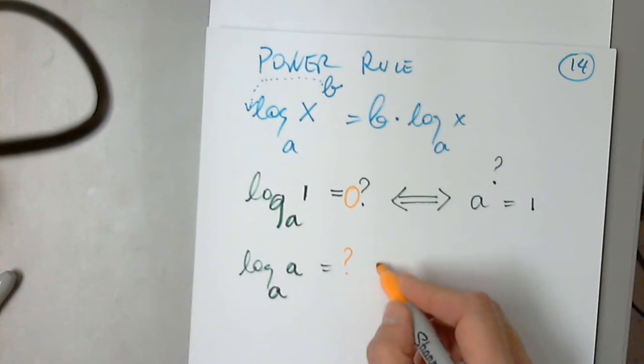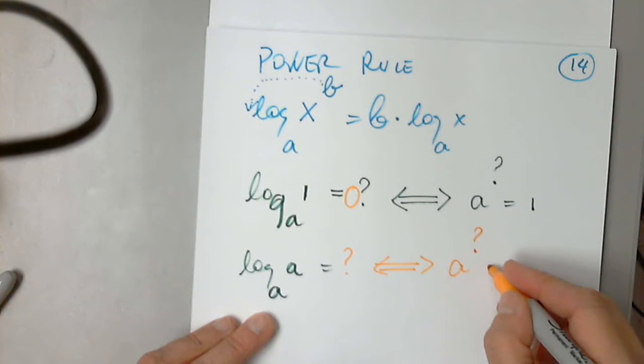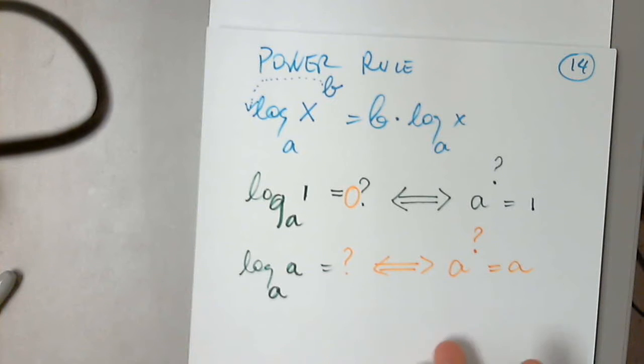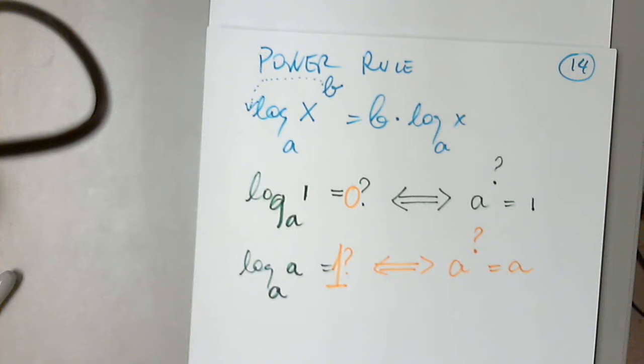Let's say, again, I have no idea what this is, but I know that A raised to a power is A. What could this be? 1. So log in any base of 1 is 0. Log in any base of the base itself is 1. Log base A of A is 1. Log base 7 of 7 is 1. Natural log of e is 1. Log base 10 of 10 is 1. And log, any base, of 1 is 0.